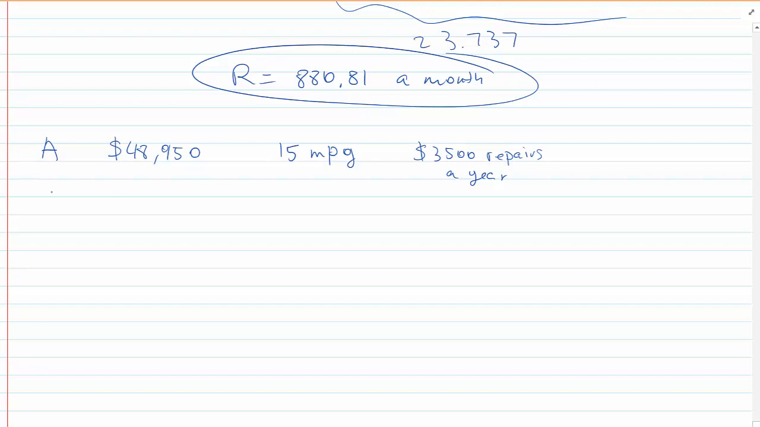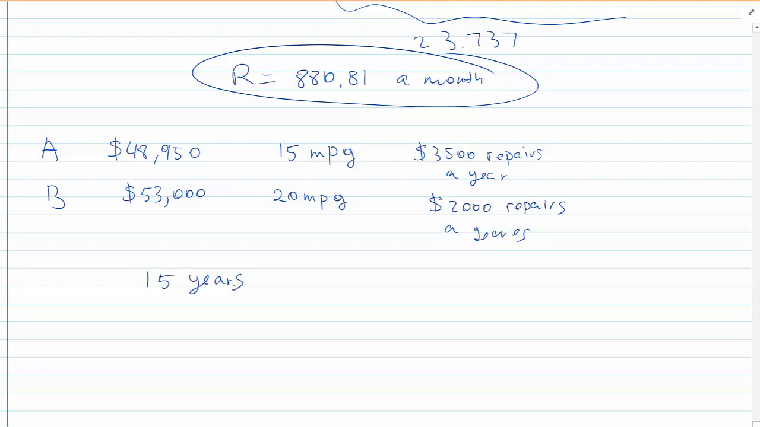The other model costs $53,000. It's more efficient. It gets more mileage per gallon, so it will be cheaper gas cost, and it will require $2,000 in repairs a year. It's also cheaper to repair, but it costs more. The estimated lifetime is 15 years, so we're going to have those trucks for 15 years. The fuel cost, so the cost of gas, is $3 per gallon.